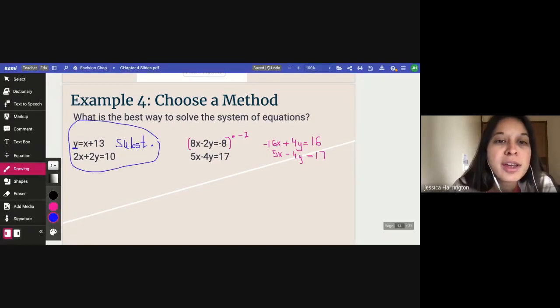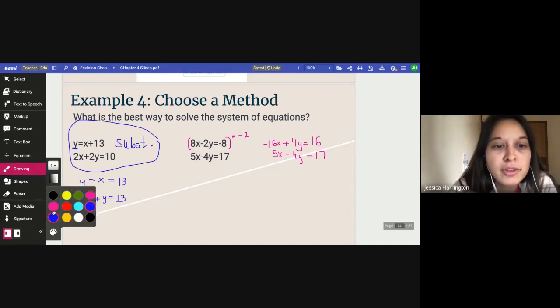But let's say you're a big fan of eliminating and you wanted to do that. Well, you could rearrange this equation, right? I could subtract x from each side. So I would have y minus x equals 13, right? If I move that x over. I'm trying to make it look just like this bottom one. So now I need to write the x first. So then I would write it as negative x plus y equals 13. Now it is set up to match this bottom equation nicely.